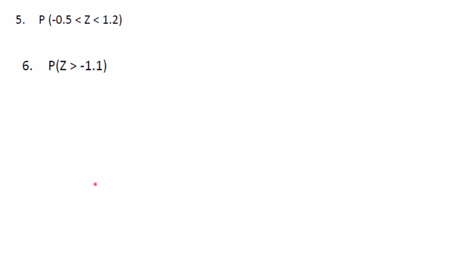Now we look at problems 5 and 6. These don't have x's on them, they have z's. So that means we're using the standard normal distribution, which means the mean is 0 and the standard deviation is 1. So we're going to keep using the normal distribution, but we're going to go back and change those values on the mean to 0 and the standard deviation of 1. So we'll go ahead first and calculate the probability the z-score is between negative 0.5 and 1.2.